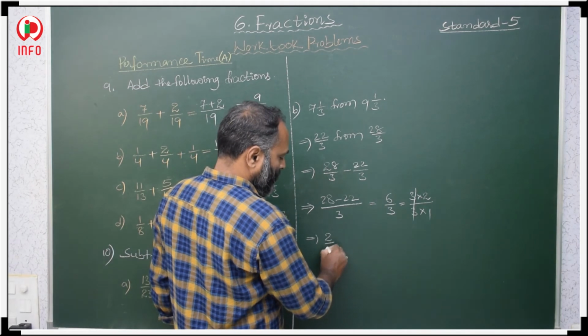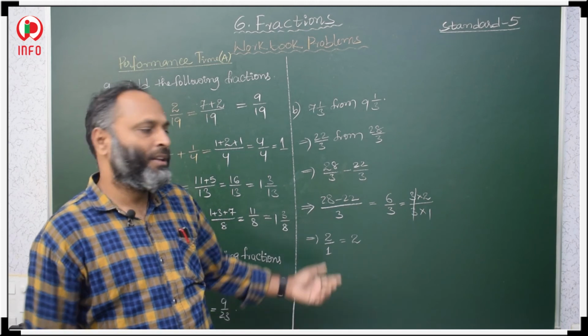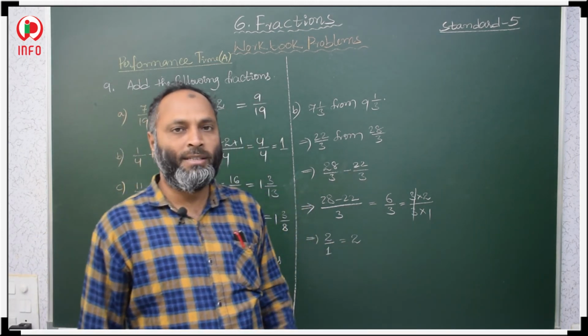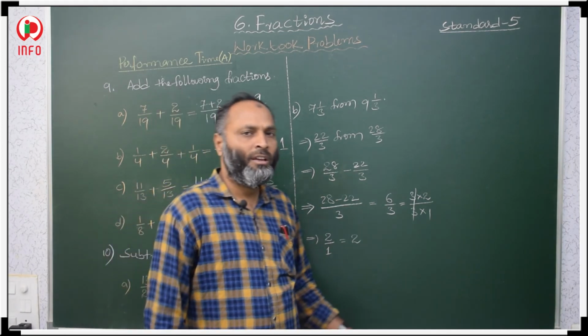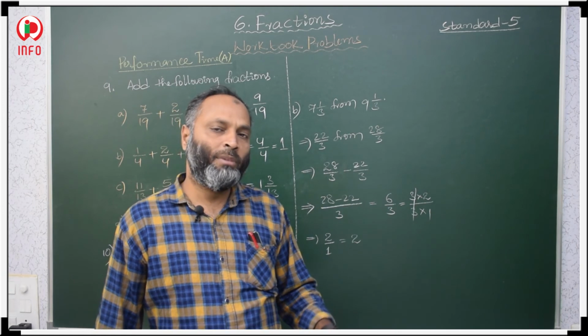2 by 1 means there is no need to write the by 1, you take 2 as it is, because by 1 is understood. Whenever by 1 is there, do not write that by 1, since any number is already by 1. Only when we need that by 1 do we write it.